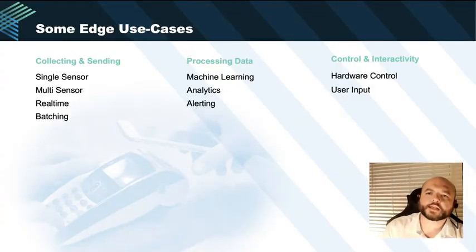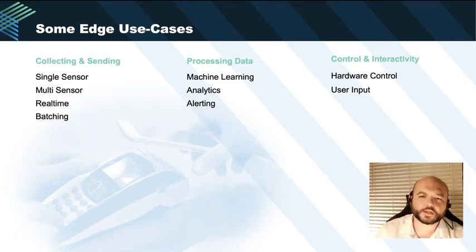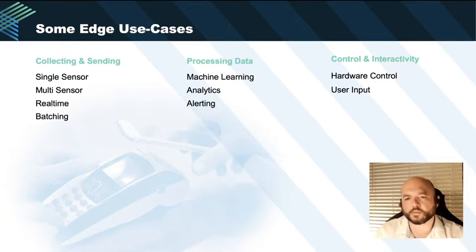So first is collecting and sending, right? What I mean by collecting and sending is where we take data from a single sensor, like a windmill or a temperature sensor, and we send it out to the cloud or our on-prem location for processing. Or we are taking multi-sensor data, or perhaps all the sensor data for one location and piping it together to send to our processing location. And we may be doing that in real time, or we may be batching it depending on our connectivity or regulatory requirements.